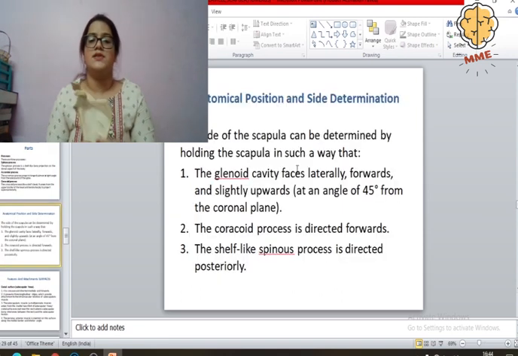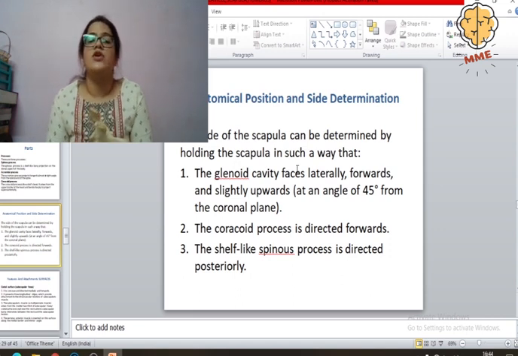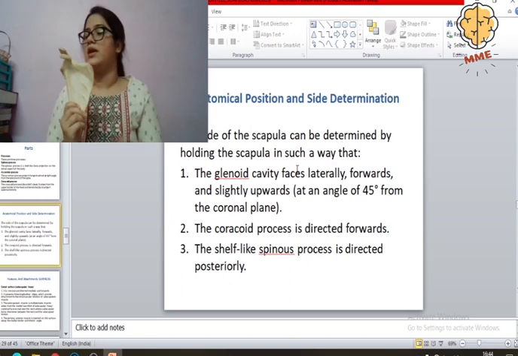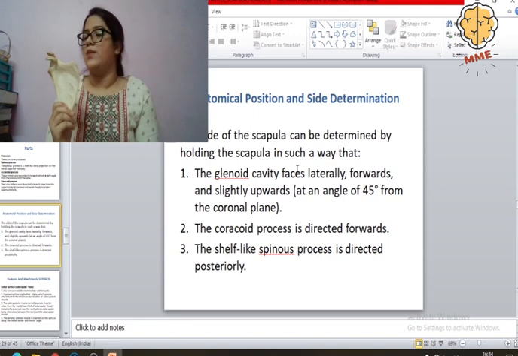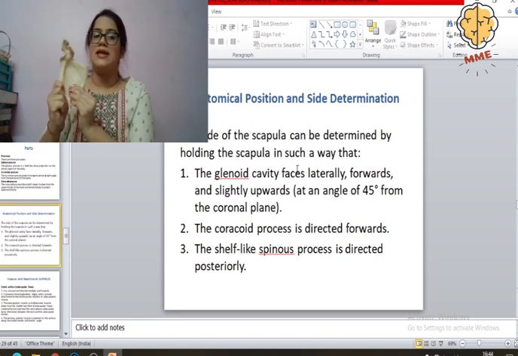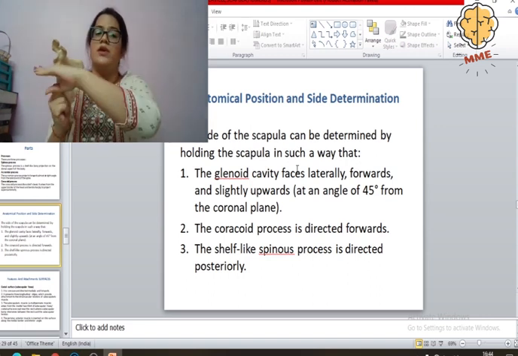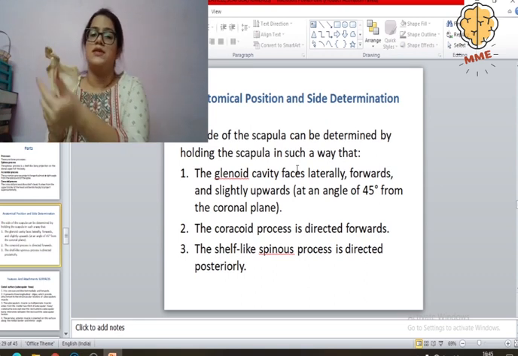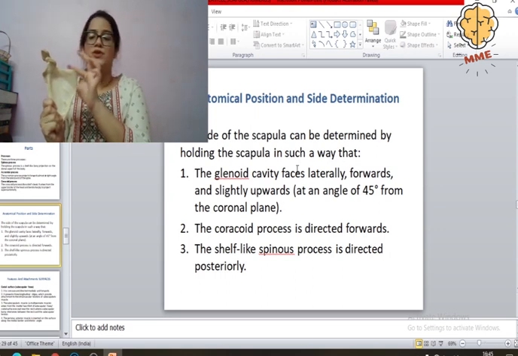This is again a very important slide because the teachers will ask you to do this. The side of the scapula can be determined by holding the scapula in such a way that the glenoid cavity faces laterally, forwards and slightly upwards, at an angle of 45 degrees from the coronal plane, as you can make out. Now the coracoid process is directed forwards. The shelf-like spinous process is directed posteriorly.